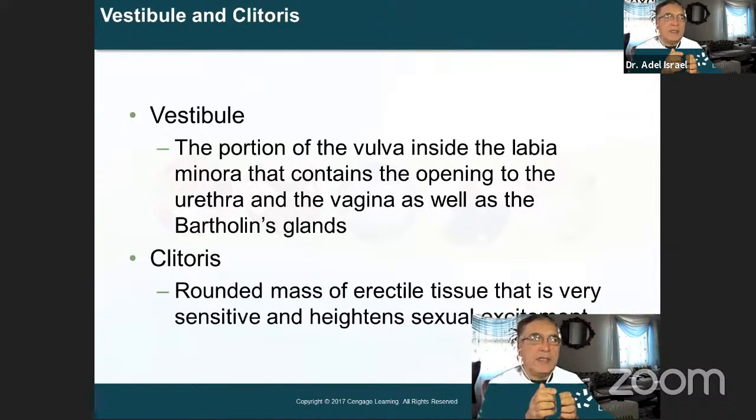The clitoris is another structure inside our body which, like we mentioned in the male penis, has erectile tissue. This erectile tissue is very sensitive and contains a lot of nerve endings. So it is very important for sexual excitation in the female.